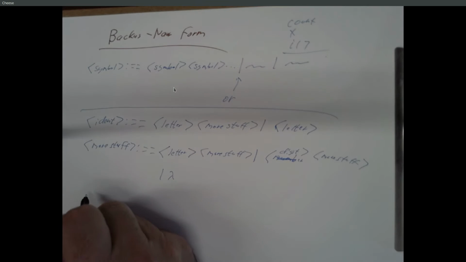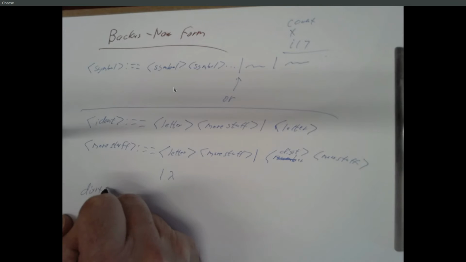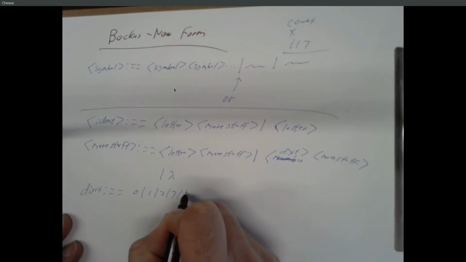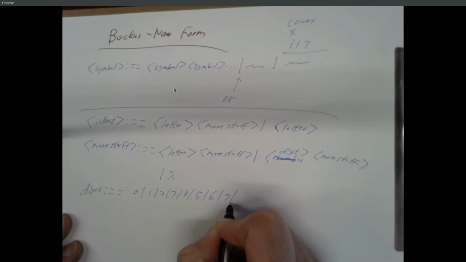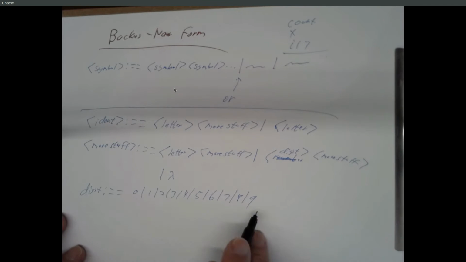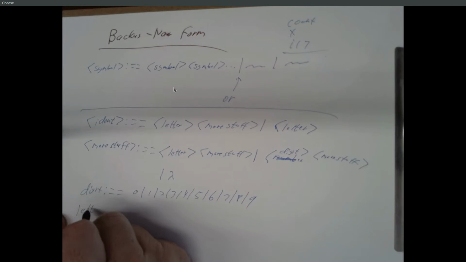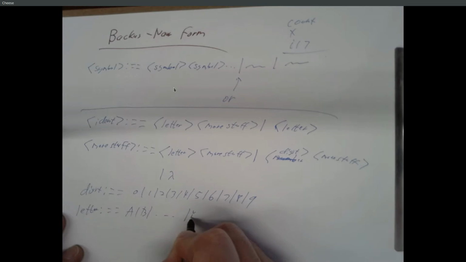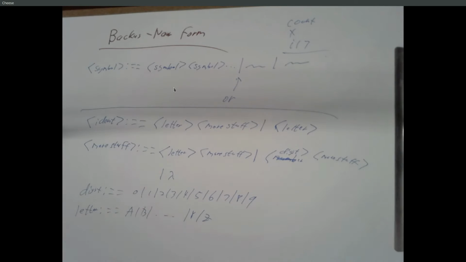So we could say, for example, a digit equals a 0 or a 1 or a 2. Here these are actual symbols. Things inside angle brackets are the names of things that are defined elsewhere. So a digit is just one of these 10 symbols. A letter would be A or B or Y or Z. I'm thinking of lambda as just kind of a primitive like that.